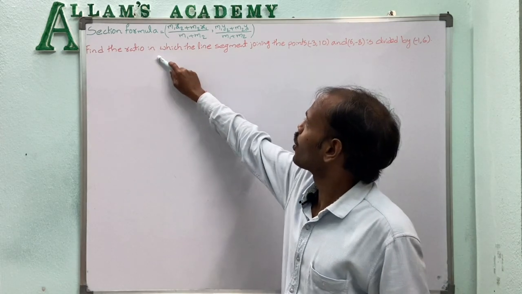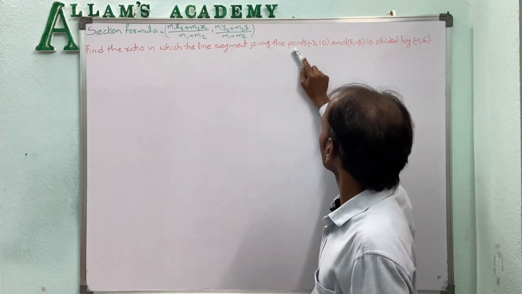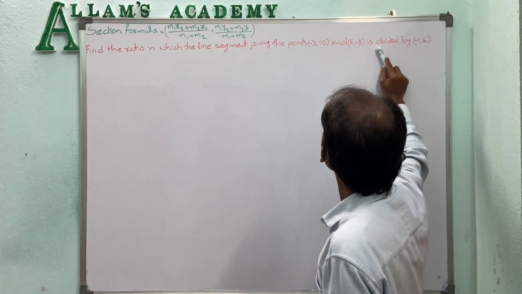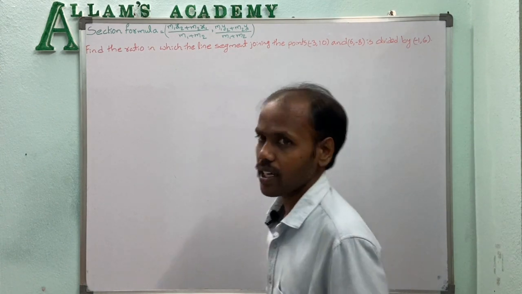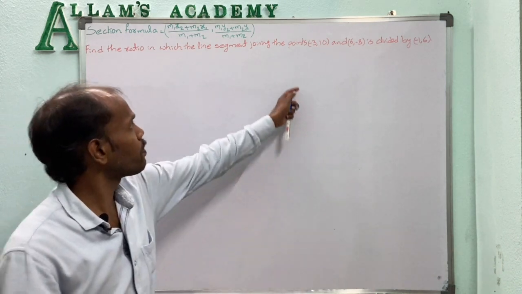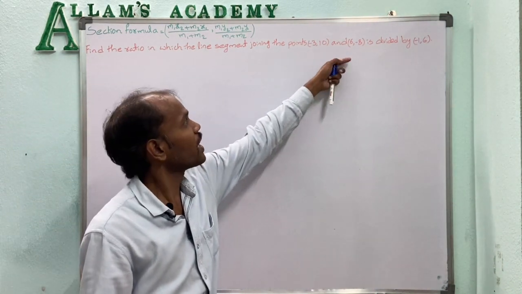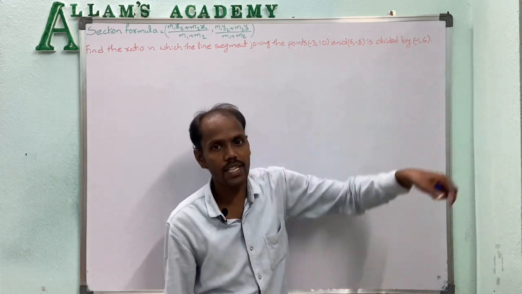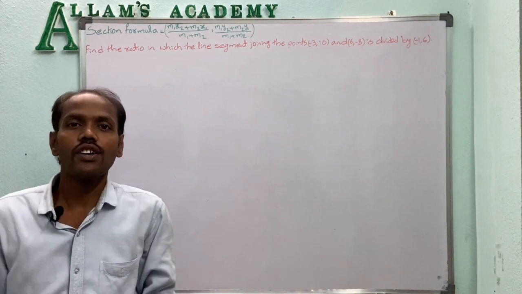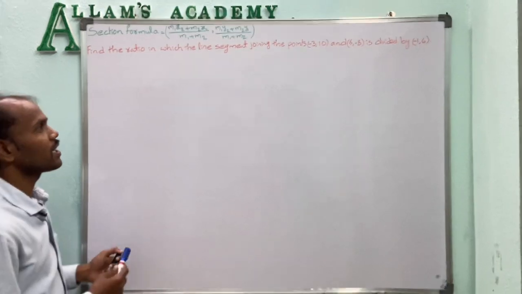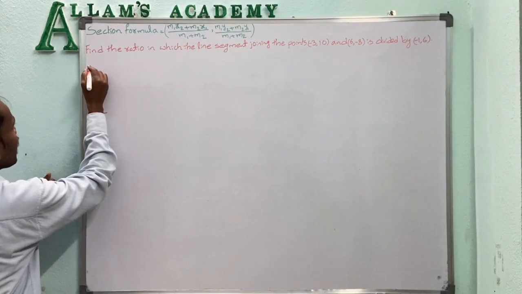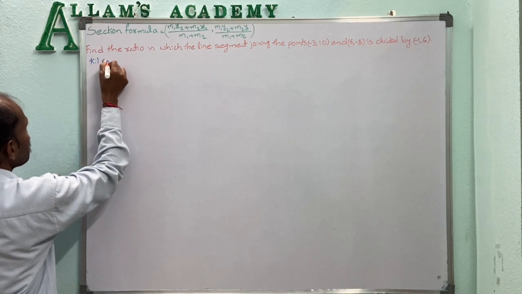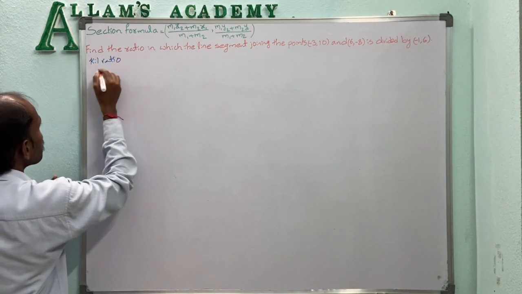Find the ratio in which the line segment joining the points (-3, 10) and (6, -8) is divided by (-1, 6). Now these 2 points joining the line segment divide in which ratio, then we get the point (-1, 6), asked. So here the dividing point will be taken in k:1 ratio by the section formula.